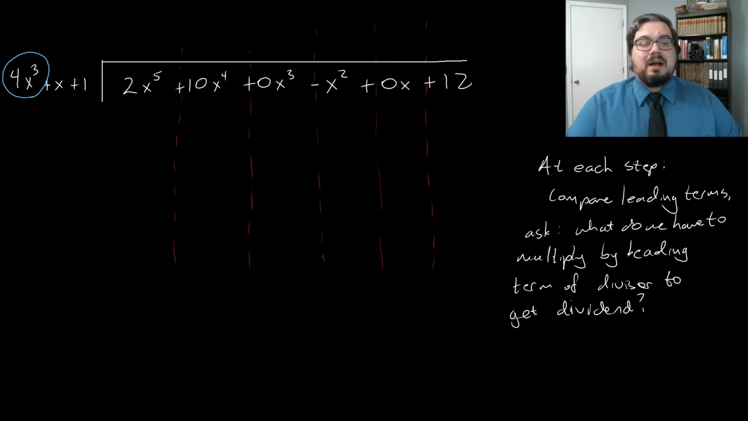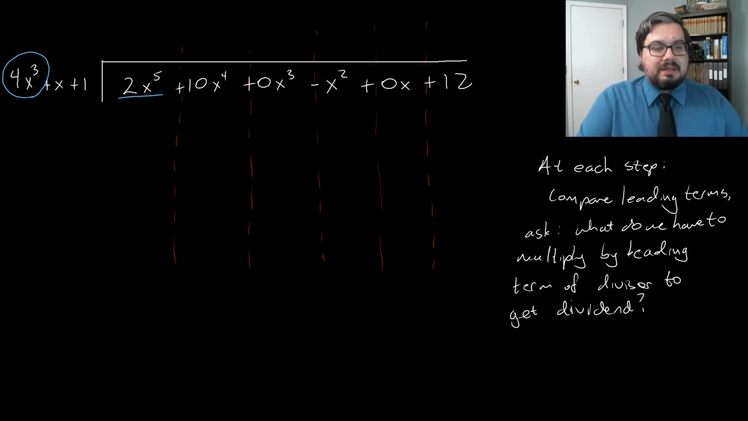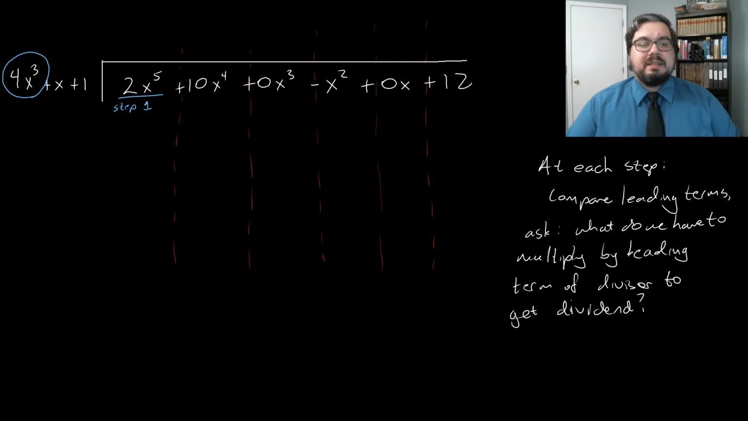The leading term of the dividend is going to change as we do our multiplication, subtraction, bring down, multiplication, subtraction, bring down, and so forth and so on. In this first step, our leading term is 2x to the fifth. So this is for step 1. And then we ask, what do we need to multiply by 4x cubed to get 2x to the fifth? Another way of thinking about it is we're dividing 2x to the fifth by 4x cubed and seeing what we get.